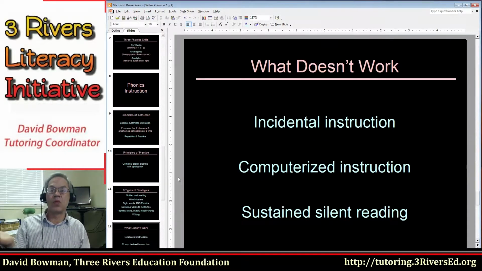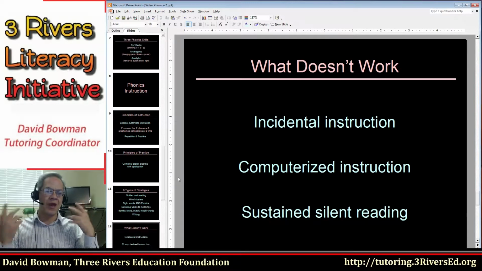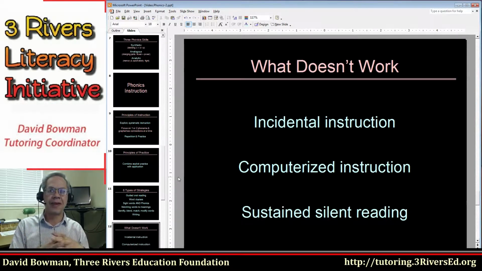Now, on the flip side, what doesn't work? Well, certainly incidental instruction has been shown not to be effective for phonics instruction. And by incidental, I mean we're just going to read passages along, and if we stumble on something, we're going to look at it, and then we're going to move on and hope that by some magic students will remember every sound letter combination they stumbled on and the correction, and they can just somehow manage to never make that mistake again. It really doesn't work like that. Phonics instruction needs to be explicit and systematic.